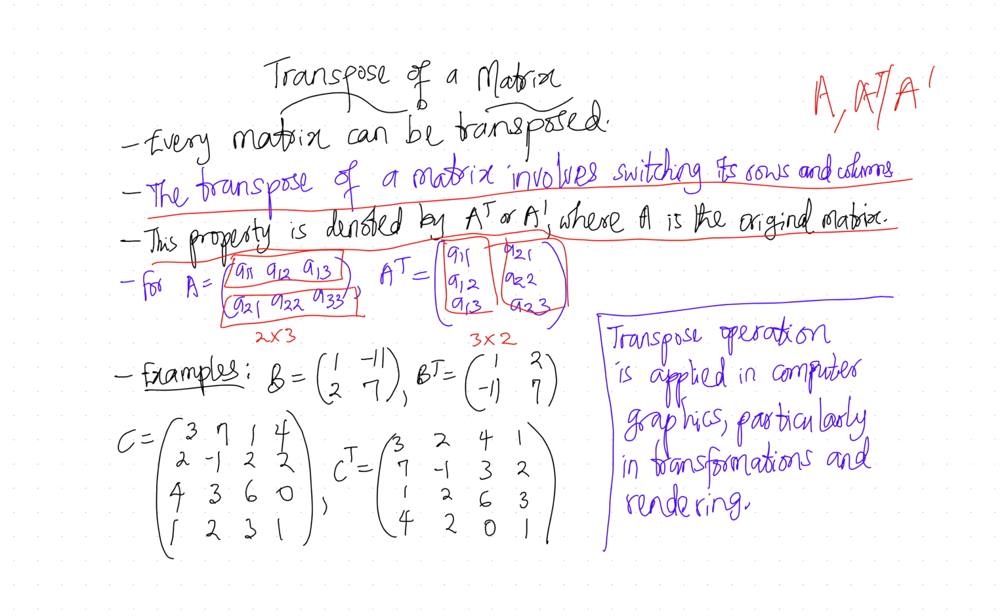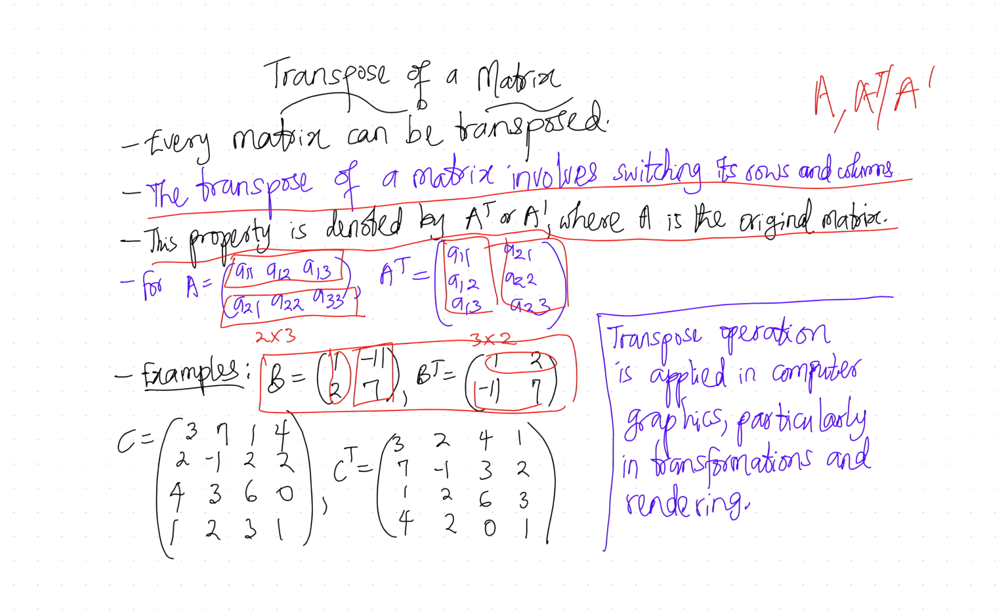So let's take two examples and move on, because it's really a simple idea. Okay, so if you have a matrix B, which is 1, minus 11, 2, 7, then B transpose would be: column 1, which is 1, 2, becomes row 1 here. And then column 2, minus 11, 7, becomes row 2 in the transpose.